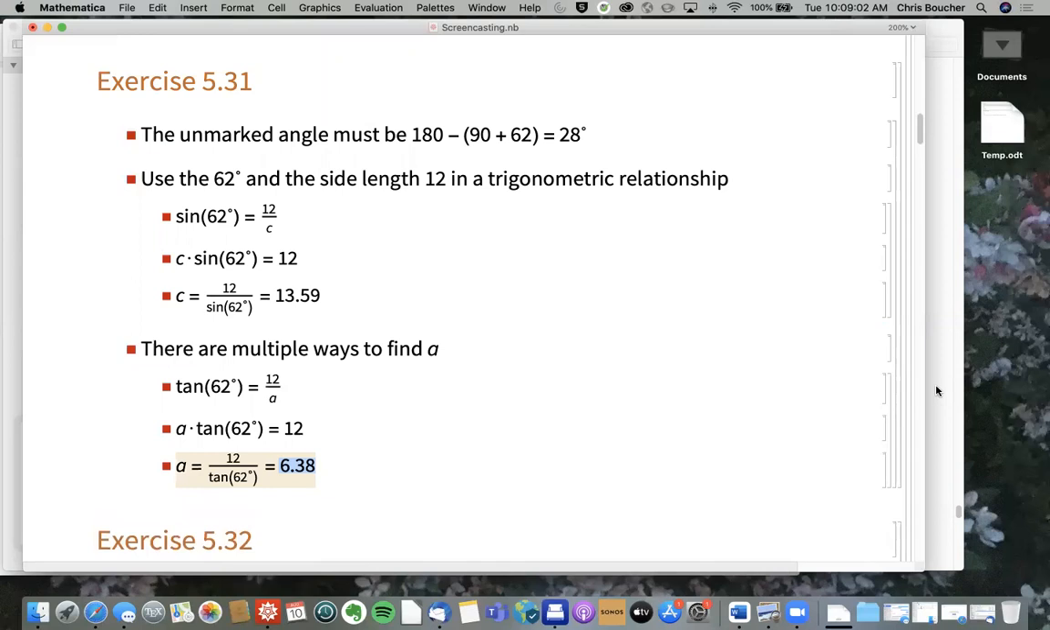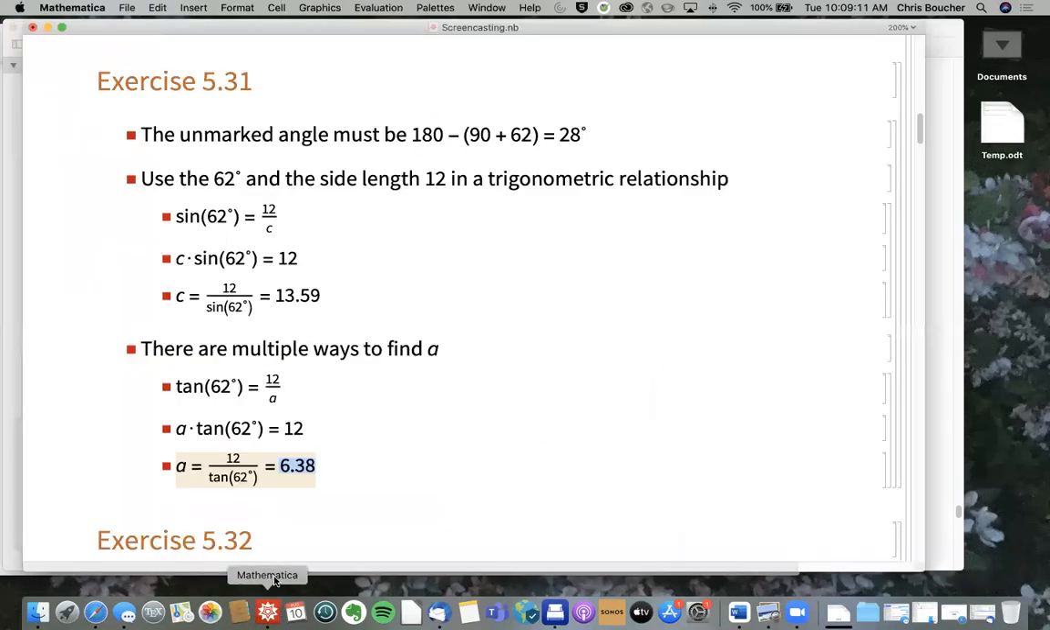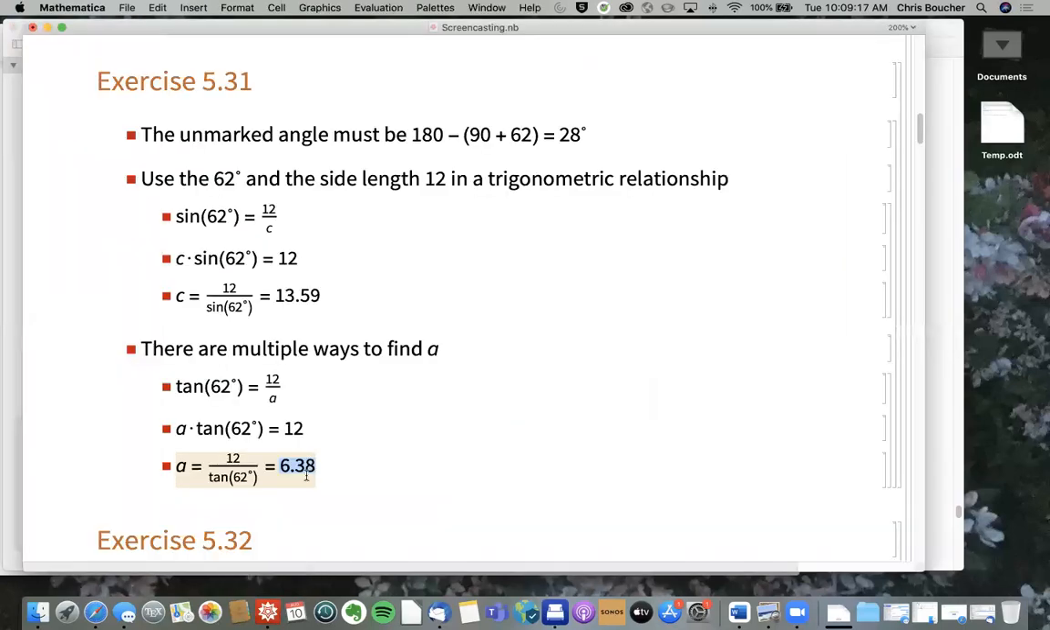Another way to find A, of course, would have been using the Pythagorean theorem. If I know this side is 12 and I know this side is 13.59, because that's what we figured out. Is that what it was, 13.59? Yes, that's right. Then I can use the Pythagorean theorem, and you should get the same number as we got here, 6.38. So that's a good exercise to try now. Use the Pythagorean theorem to find A and see that you get exactly the same thing.